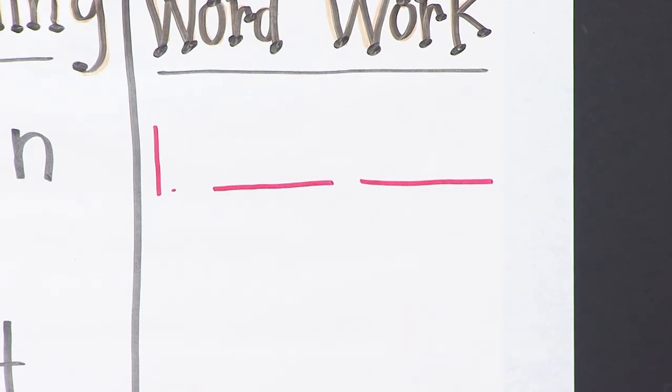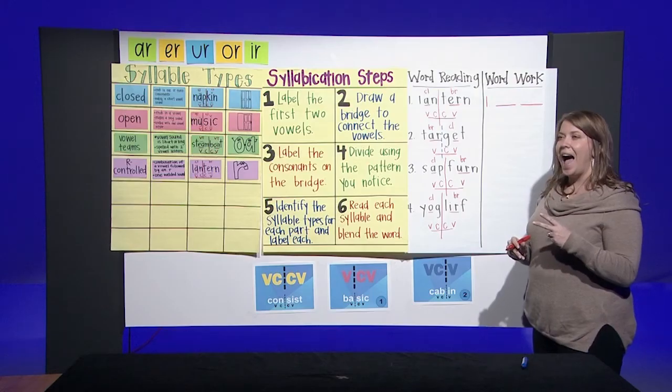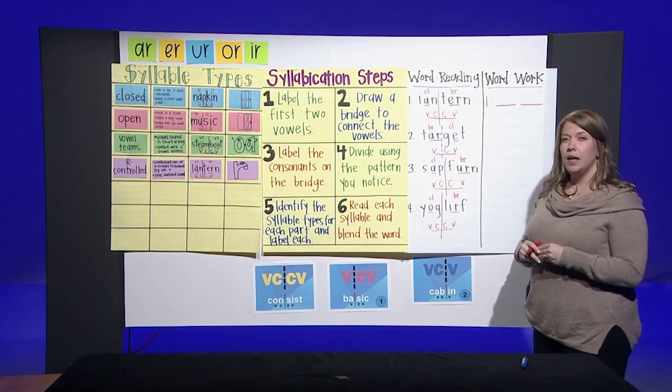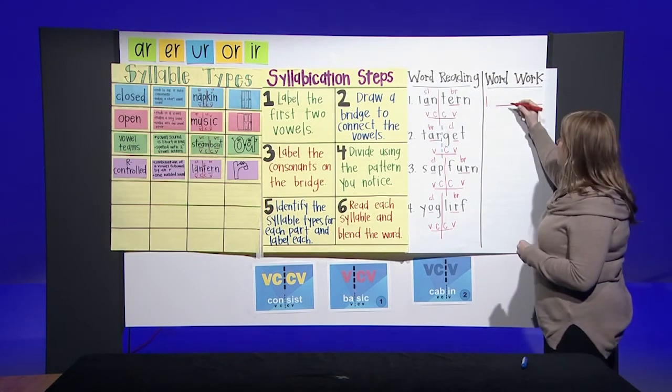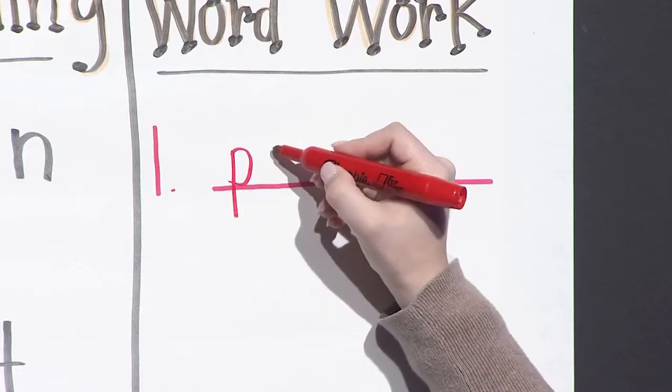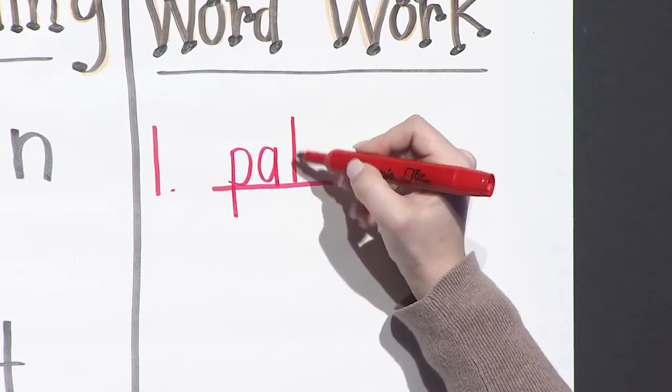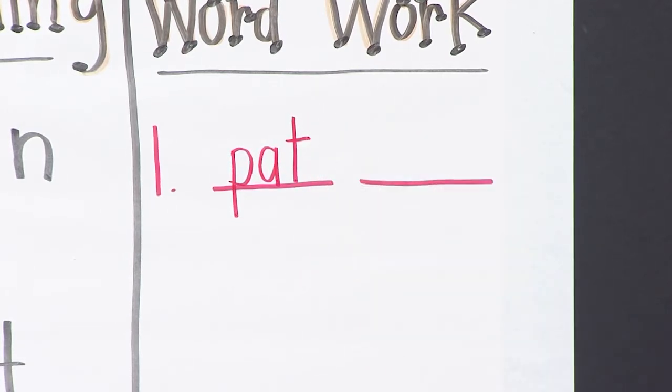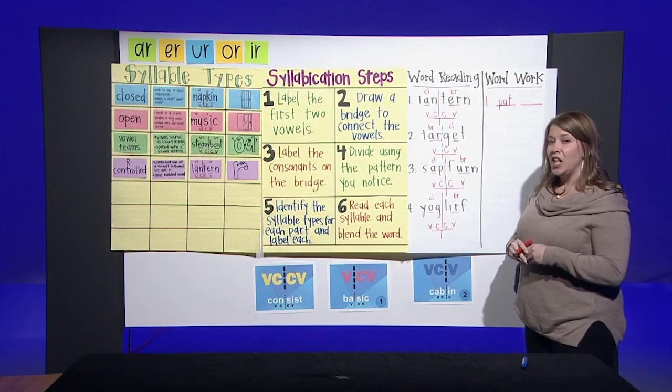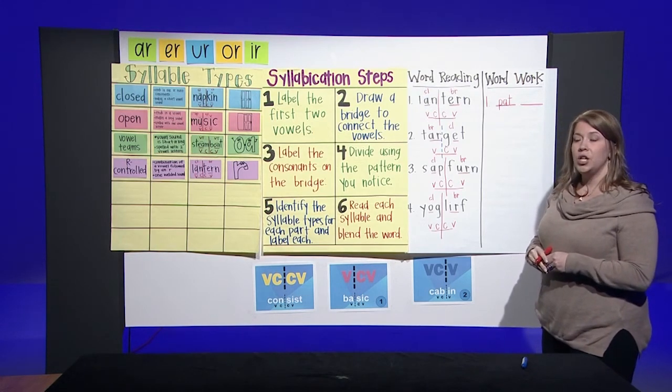My first syllable is pat. I hear p, at, 3 sounds. Let me see if I can spell those sounds. P, at. That was pretty easy. Let's try the next syllable.